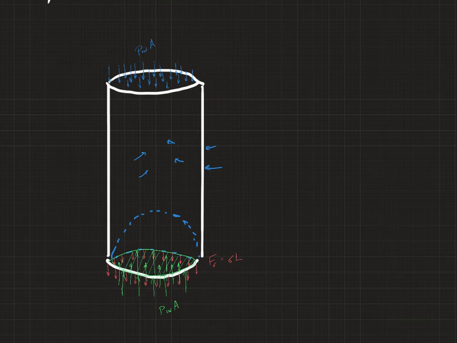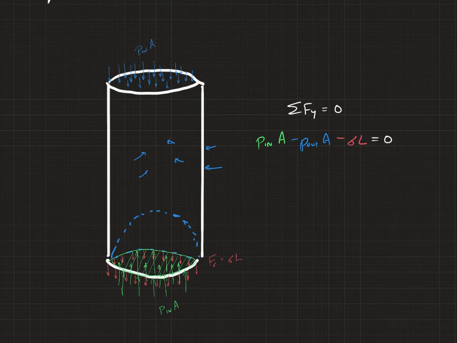So what we're going to do is say the sum of the forces in the y direction equals 0. The first force is the positive force of the P in times the area. We're going to subtract the P out times the area. And then we're going to subtract the surface tension force, which is sigma times the length. And we'll say all that equals 0.